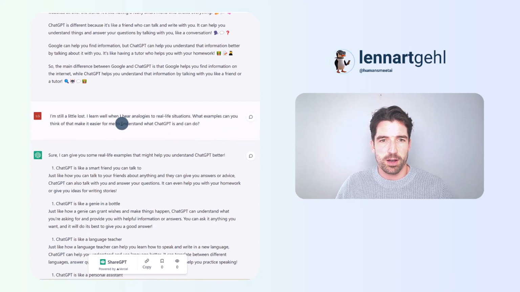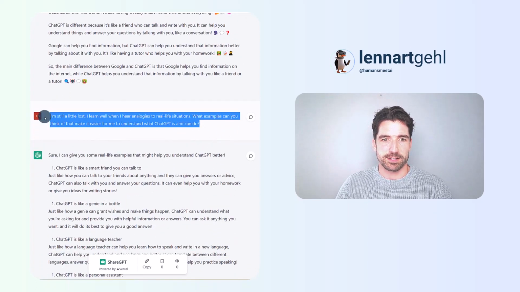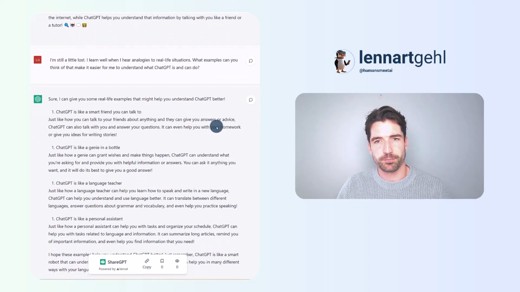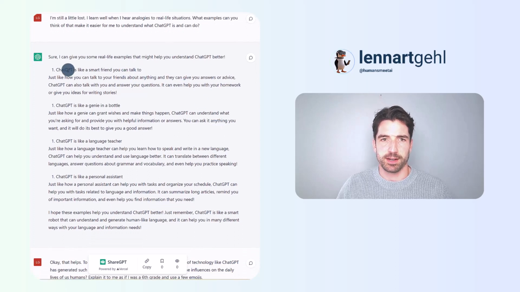Now, what I did next is the following. I'm still a little bit lost. I learn well when I hear analogies to real life situations. Okay, what examples can you think of that make it easier for me to understand what ChatGPT is and can do? Okay, and ChatGPT picked that up too.